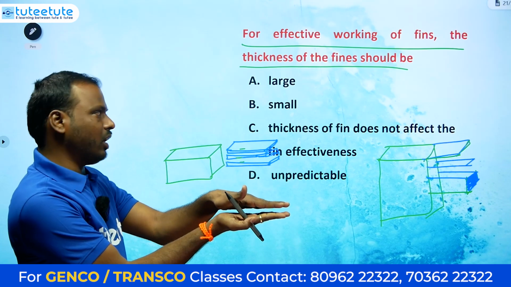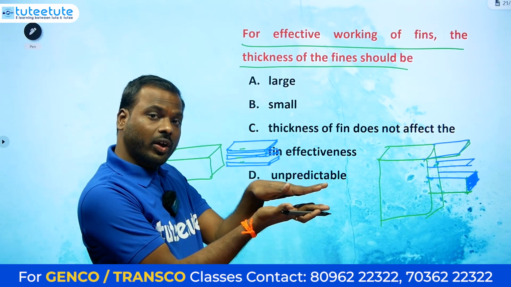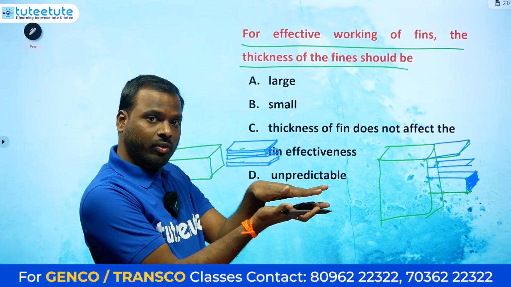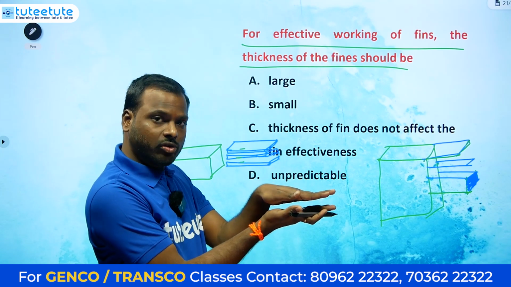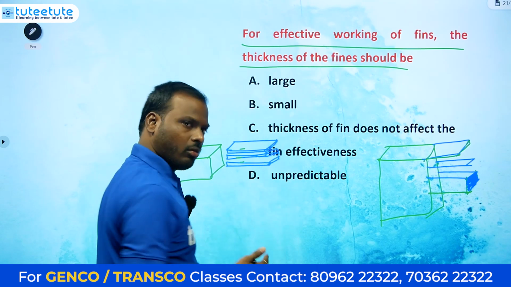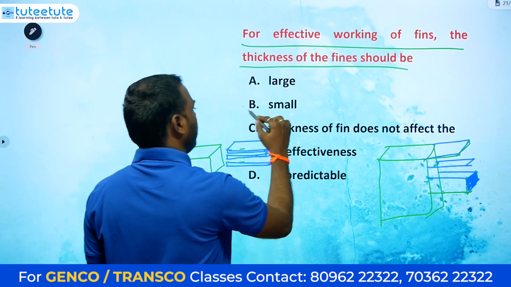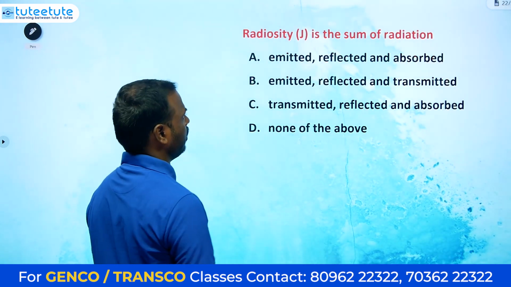Okay, the thickness is very small. So what happened? The convective heat transfer area will increase. Whenever the convective heat transfer area increases, convective heat transfer will increase. Whenever the convective heat transfer increases, our goal is reached. So we need to keep the fin thickness very small.